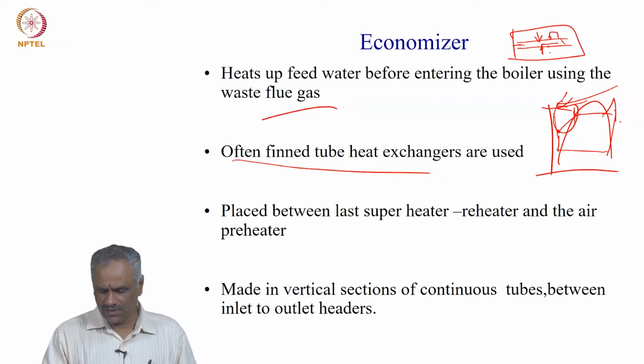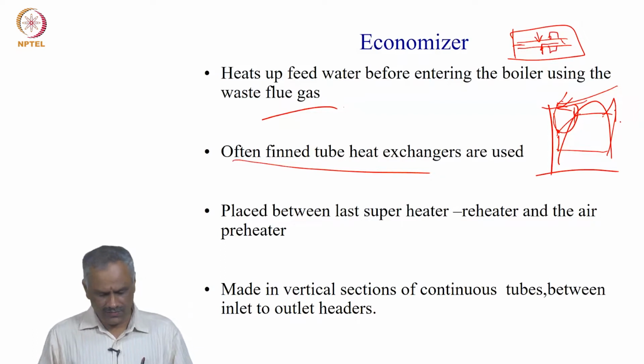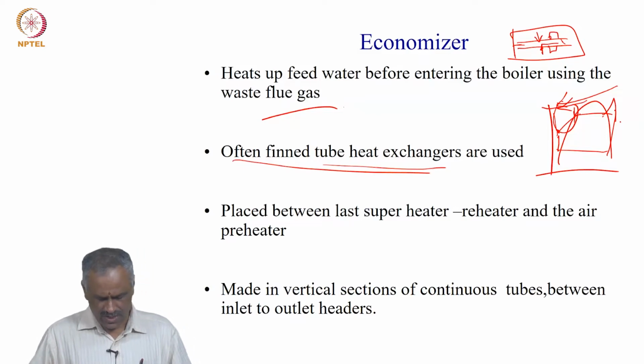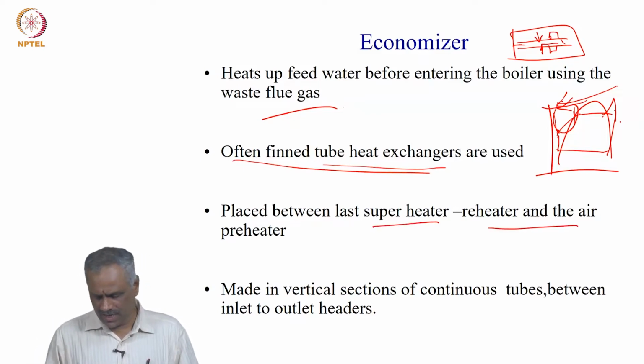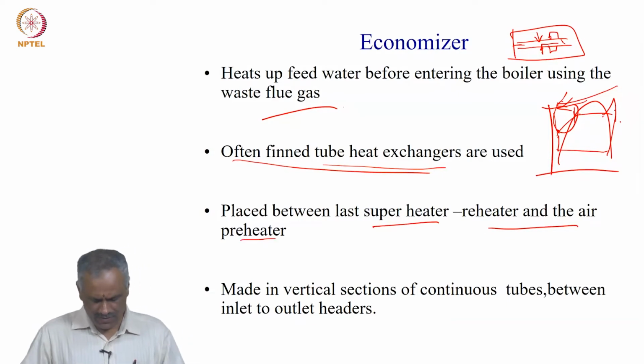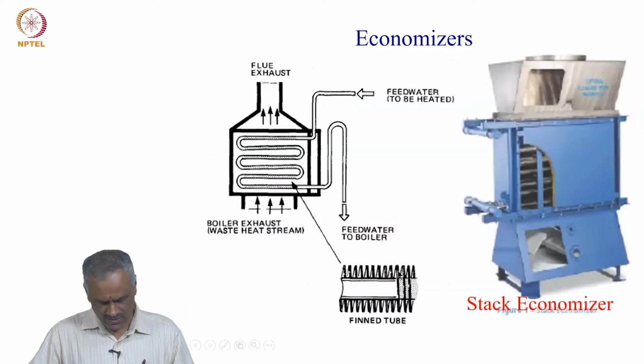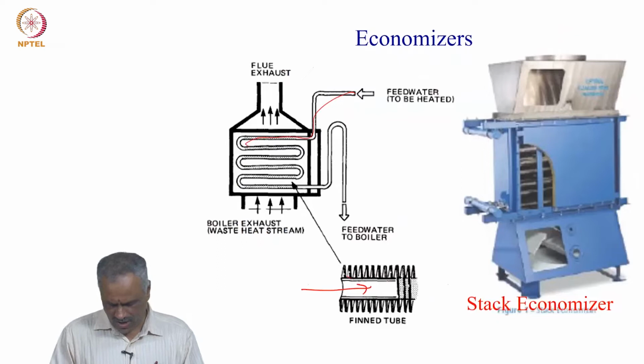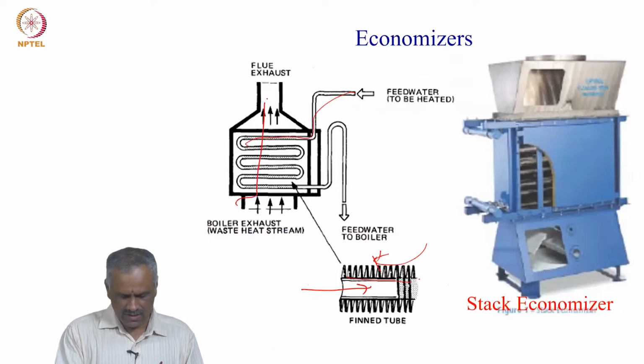How do we increase the surface area? By attaching fins to it. Therefore, the fin type of heat exchanger is used, and it is placed between the superheater and reheater and air preheater, and it is generally made of vertical sections of continuous tubes. It will be like this. As I mentioned, the fluid goes into this, you can see like that, but on the outside you have a finned tube, because the heat is transferred to the fluid here, and the exhaust gas goes like that.